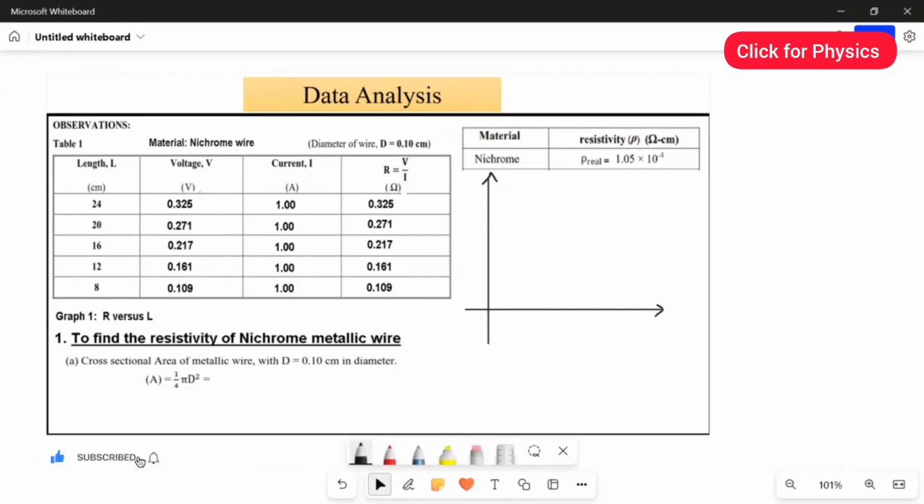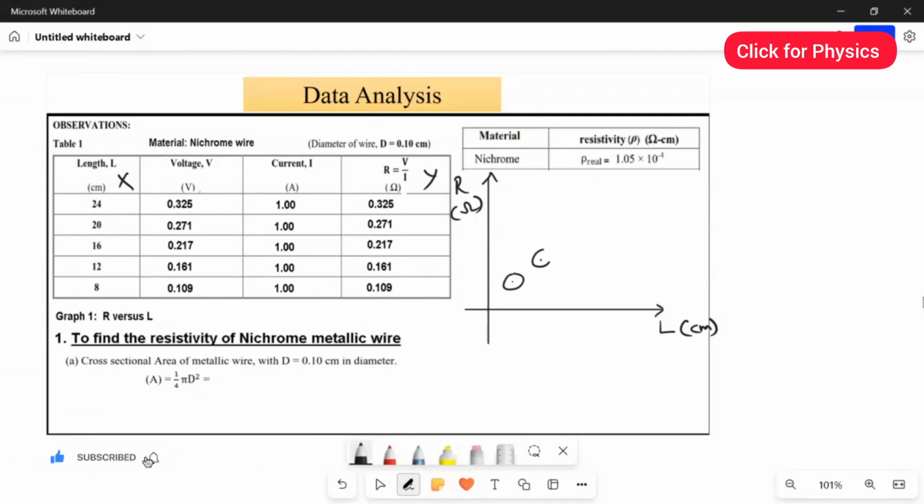Now data analysis. After we complete the data, we have to draw the graph for the first table by taking the resistance value in the y-axis and the length value in the x-axis. So I have to mention what should be your y-axis here, resistance, and its unit is ohm, and in the x-axis we have to take length and its unit is centimeter. Now we have to plot all the points here. So here we have 5 points.